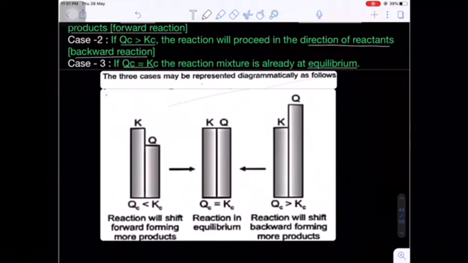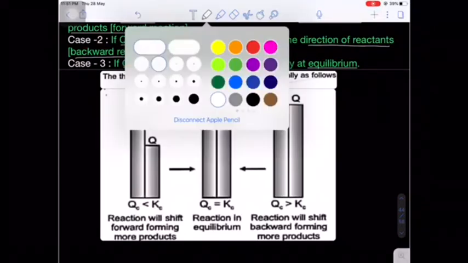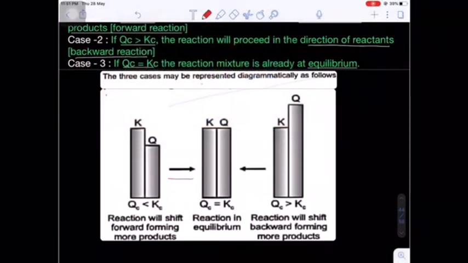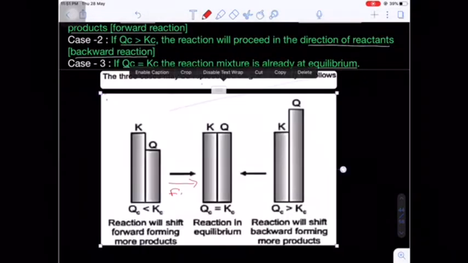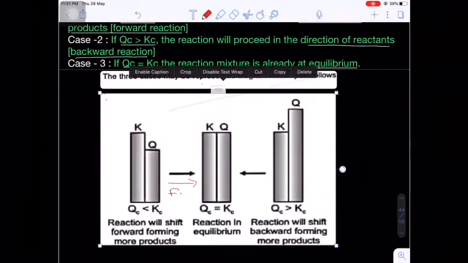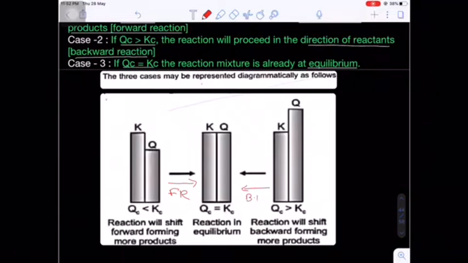In the first diagram, Qc magnitude less than the Kc. Are you getting my point? That means the reaction tending to move in forward direction. This is the forward direction. Now in the next case, Qc greater than Kc, that means the reaction tending to move in backward direction, backward reaction. Now third case, when Qc and Kc both are equal, then the system will be existing in equilibrium condition. This is a very important objective question.